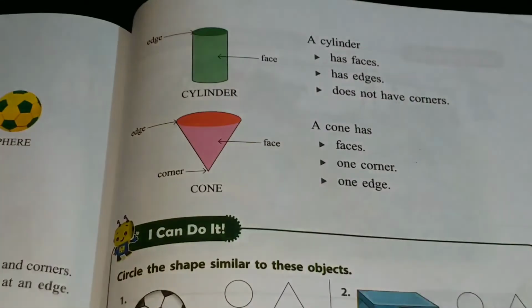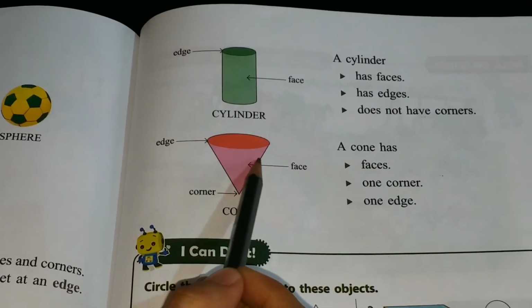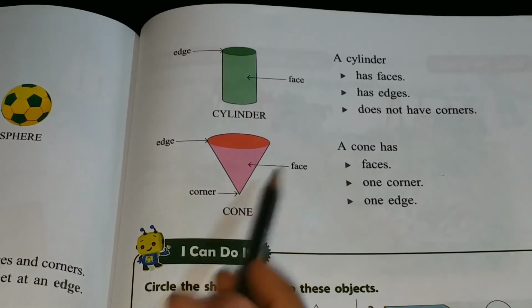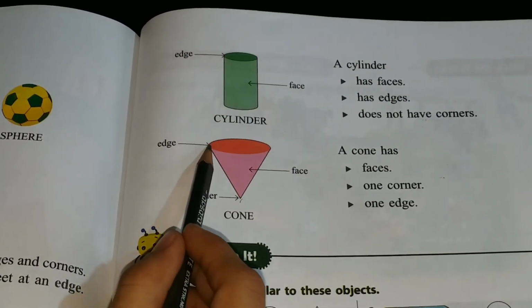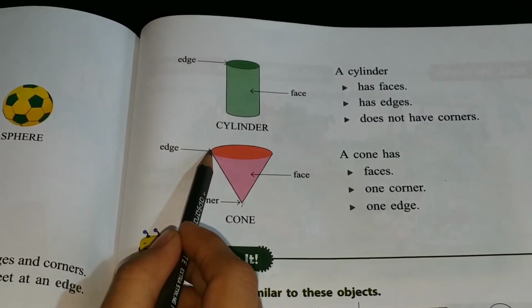Okay? Now the cone. A cone has faces. So this is a face of a cone. It has one corner. This is the corner of a cone and it has one edge. This is the edge of a cone. Okay, children?